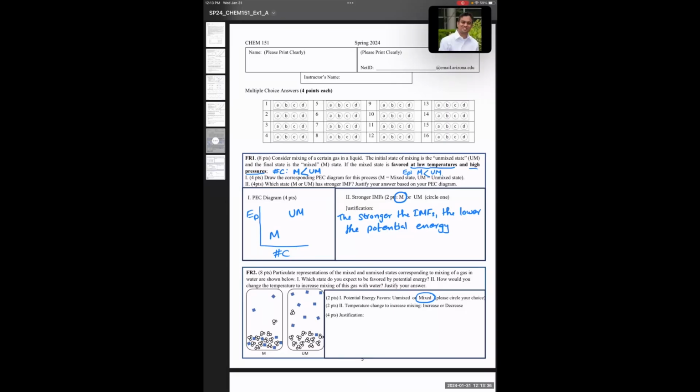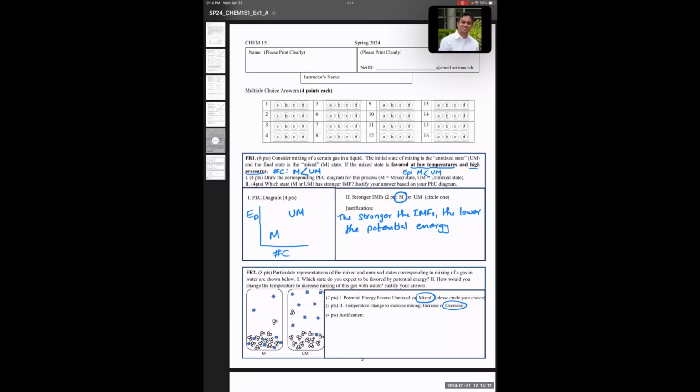Okay, and question two, temperature change to increase mixing. Do you want to increase or decrease the temperature? Okay, those are the two options. So if you want to increase mixing, you want to lower the temperature. Okay, you're going to decrease the temperature. And why that is the case: the mixed state has a lower potential energy. Okay, so low potential energy states are favored at low temperatures. That's why you want to lower the temperature. Okay, now let's justify that.